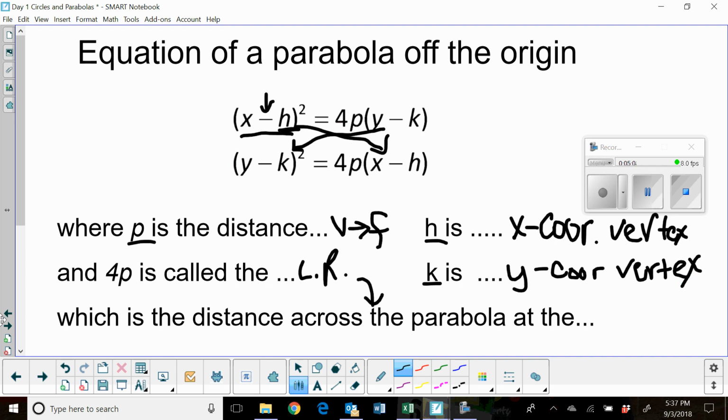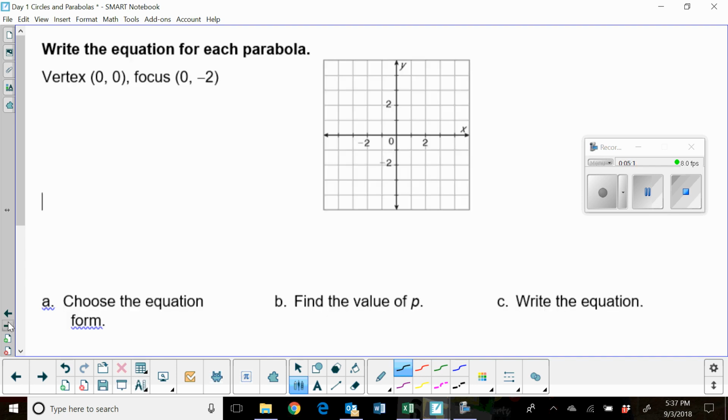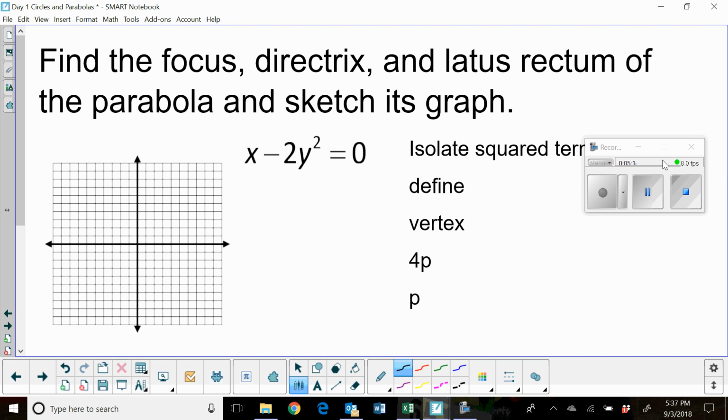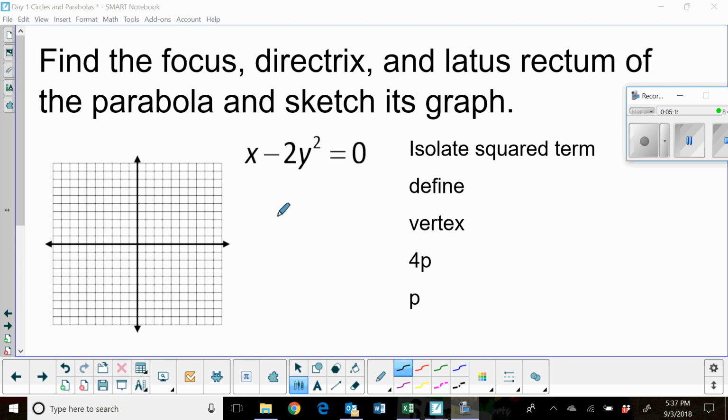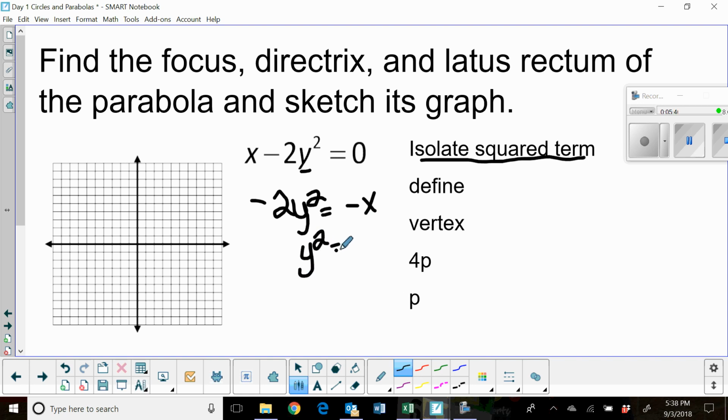Okay, so let's look at these in context here. Let's say we're trying to define some of these things with our quadratic. So the first thing we want to do is isolate the squared term. Well, we have a y squared on this one. So let's move the x to the other side, which will make it a negative x. So negative 2y squared is equal to negative x. So y squared is equal to 1/2 x. And that becomes a positive, so we have a positive.